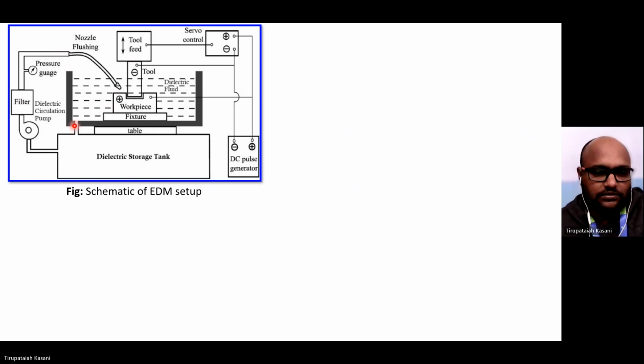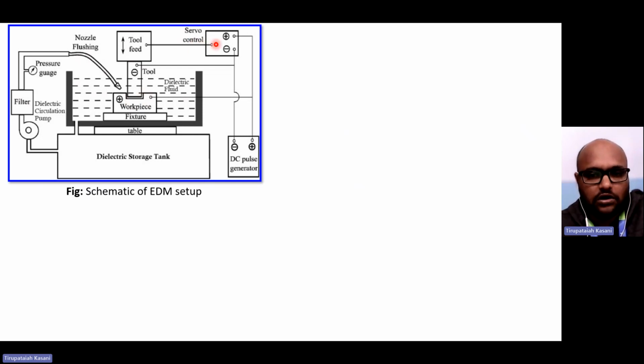Okay, see here, the tip is focused to the machining zone only, and this is completely immersed in the dielectric medium. Means the fixture, workpiece, and the tool, all three are immersed in the dielectric medium only, and this nozzle is positioned towards the machining zone of the EDM. Okay, machining zone of the EDM process.